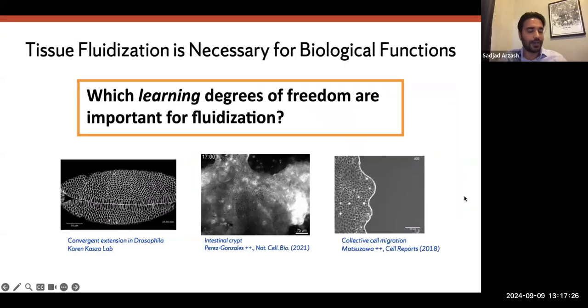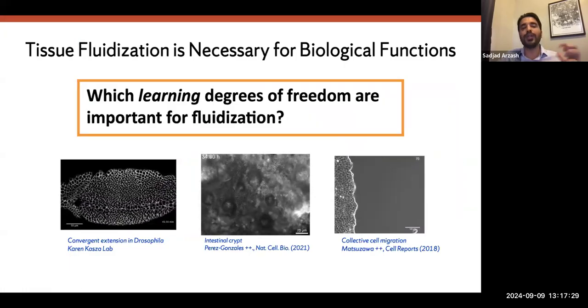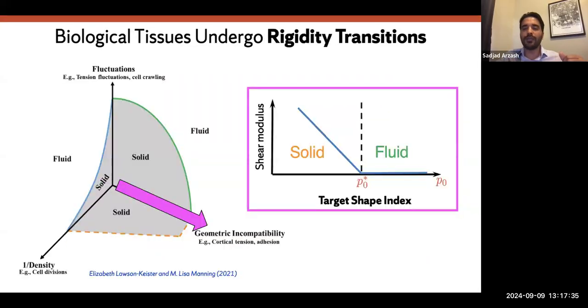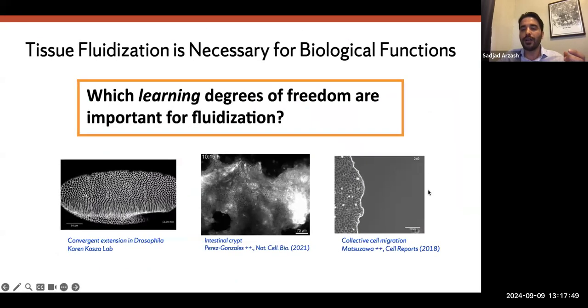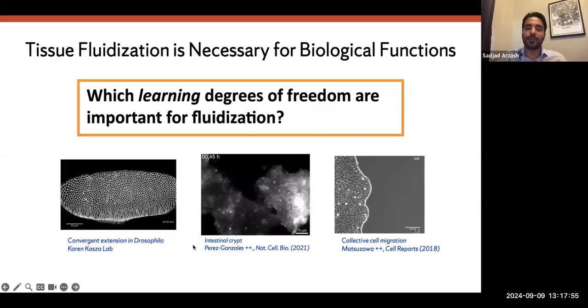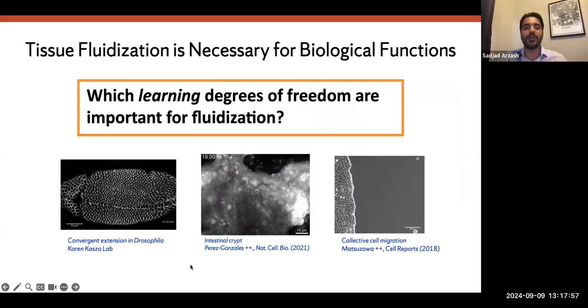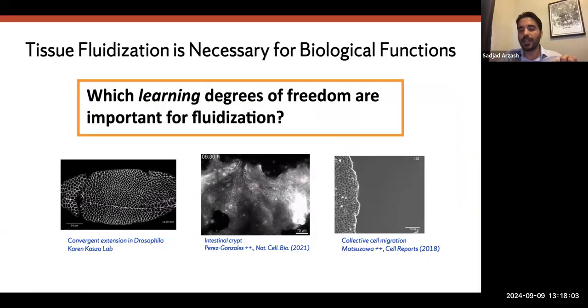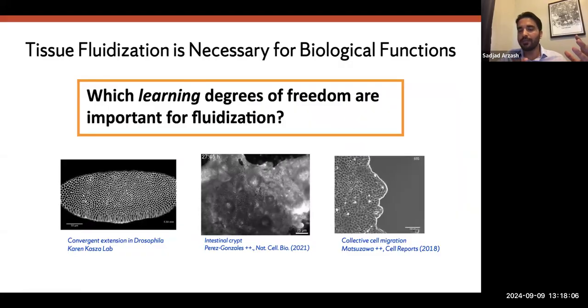Basically, the question that we want to ask is, how can we fluidize these tissues? If we start from a solid-like state, the state of the tissue that's supposed to be solid-like, can I fluidize it to a floppy-like state? That's important for many biological processes that I'm mentioning here, from crypt folding as well as these developmental processes in Drosophila. So which learning degrees of freedom are important to fluidize this system and get rid of these pre-stresses?